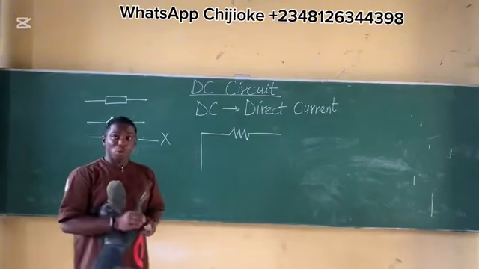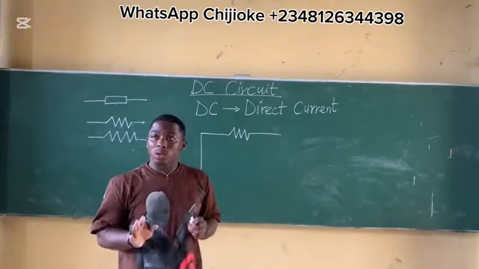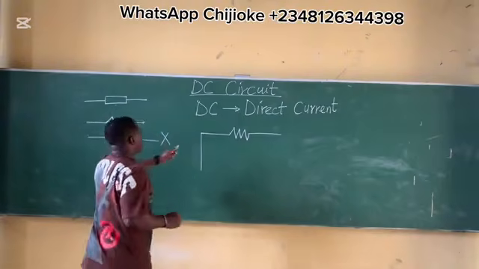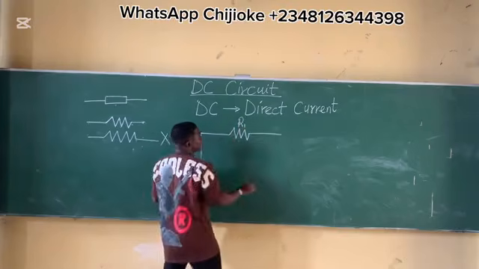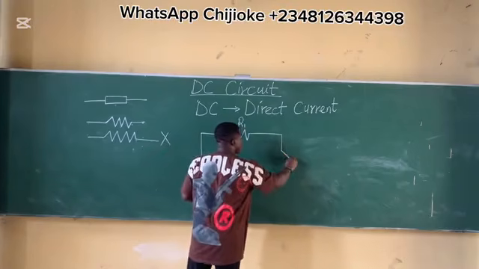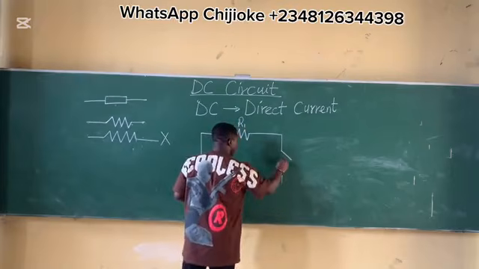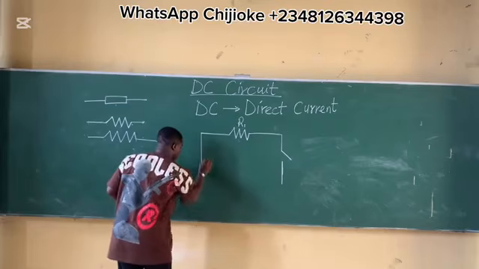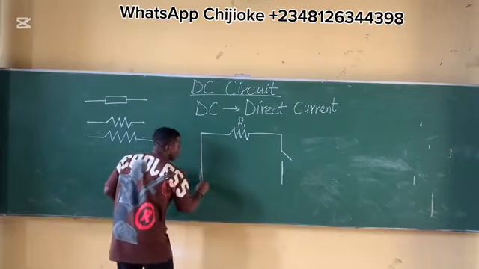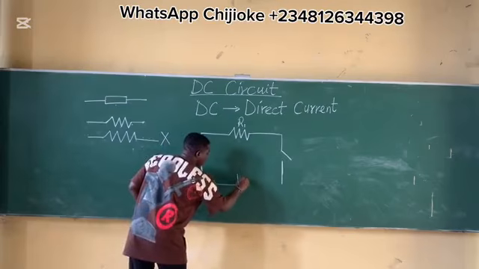Please, if you have questions, ask questions. Don't just look. If you're not following, ask questions. Alright? So, a typical DC circuit is composed of a resistor. Let's call this R1. It's connected to a switch. This is the switch. And it is connected to a battery.